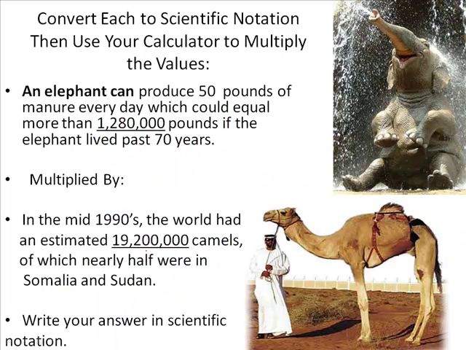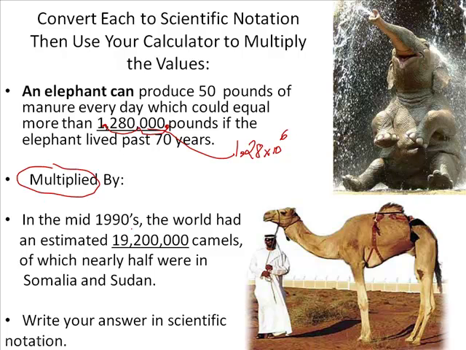All right, next one. It says an elephant can produce 50 pounds of manure a day, which could equal more than 1,280,000 pounds if the elephant lived past 70 years. So we're going to focus on this number. Let's put this one in scientific notation. 1.28, and then it's going to be times 10 to the, decimal point goes here, 1, 2, 3, 4, 5, 6, 10 to the 6th. Multiplied by, let's keep that in mind.